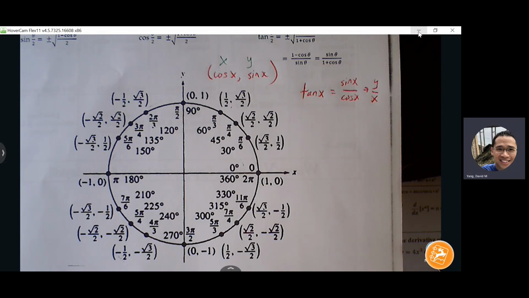If you need more practice with the unit circle, then see if you can practice through again. And I provided a back blank copy for you to practice if you would like.